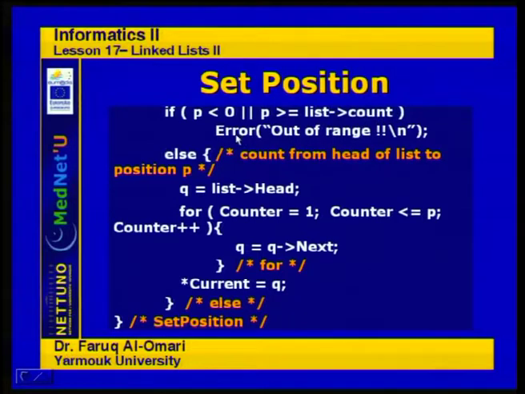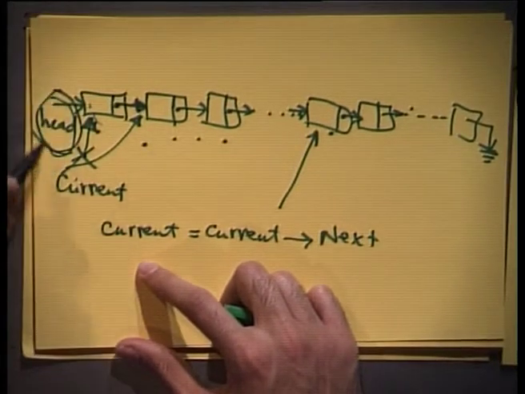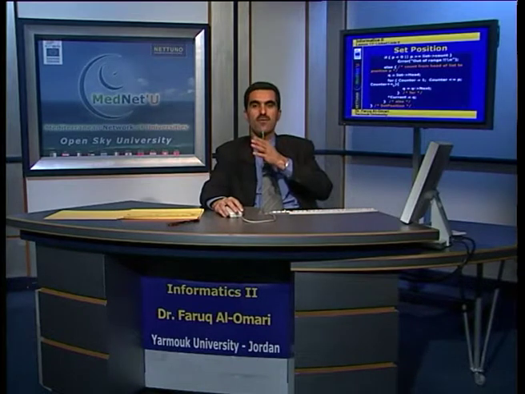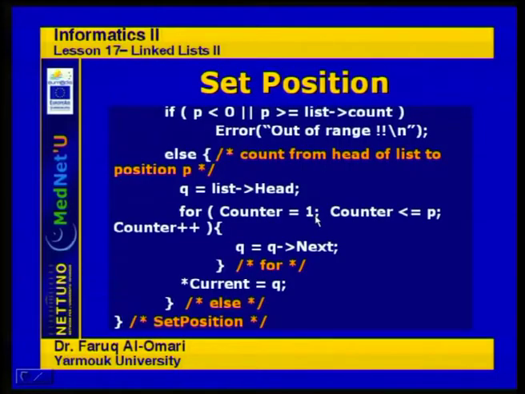If that is the case, I'm sorry, I cannot do it. Error. Otherwise, yes, it's a valid position. Make Q, this pointer which we just initialized, point to list arrow head. So it points to the beginning of the list right here. So that's where I put Q. And then I'm going to start moving forward P positions. For that, I need this for loop, which is going to start from 1, the next one now, since I'm already sitting at 0, till I get to P positions forward. And each time I'm going to increment my counter.